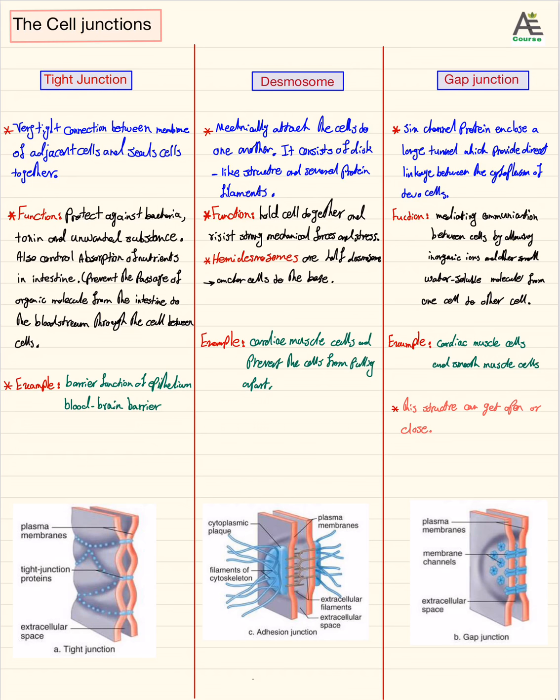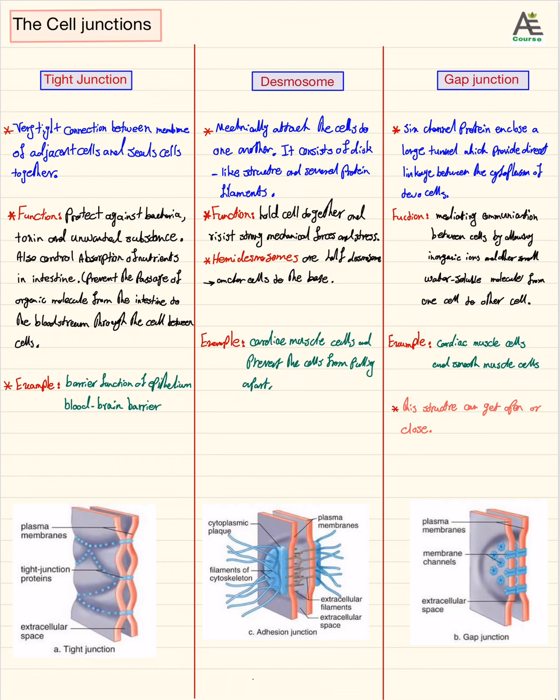In this section, we are going to talk about cell junctions and three important types of cell junction, which are tight junctions, desmosome, and gap junction. We are going to talk about each of them separately. First of all, what is cell junction?